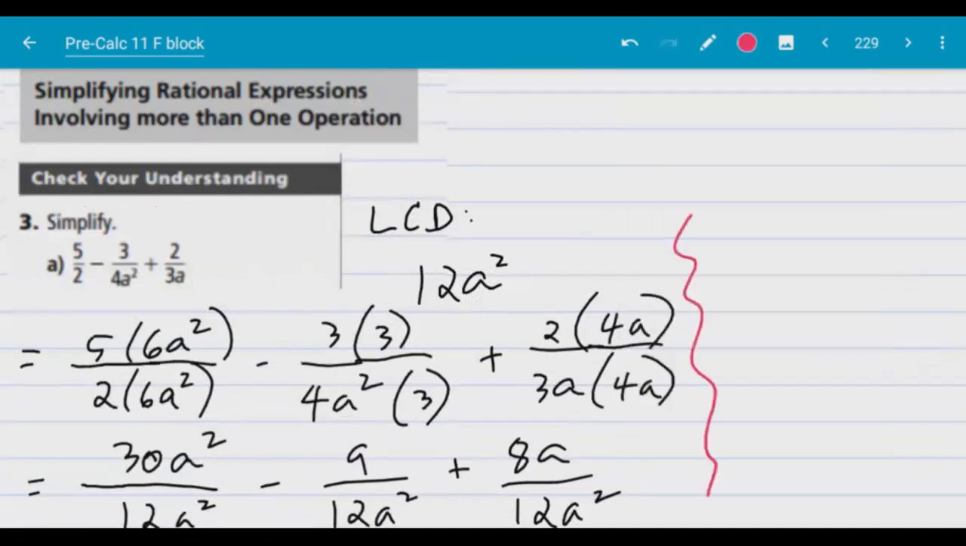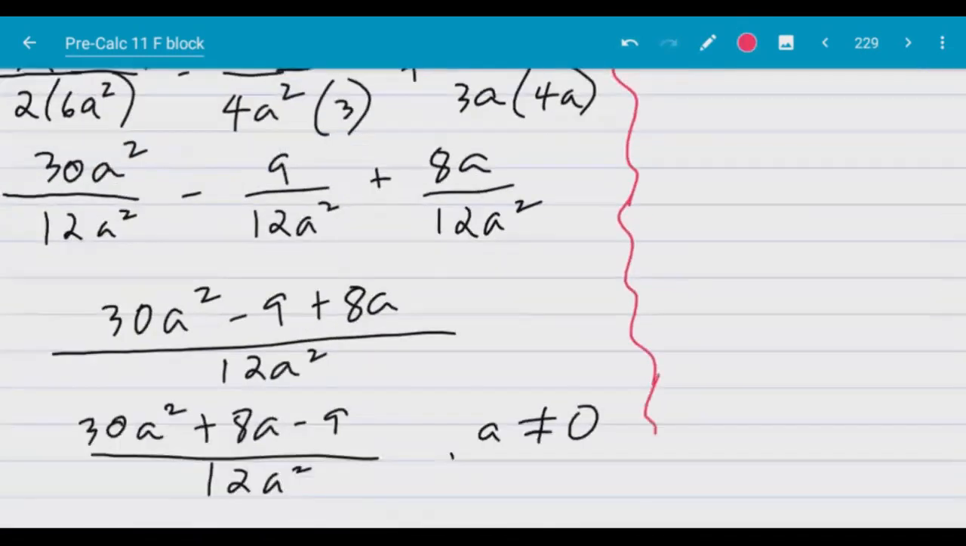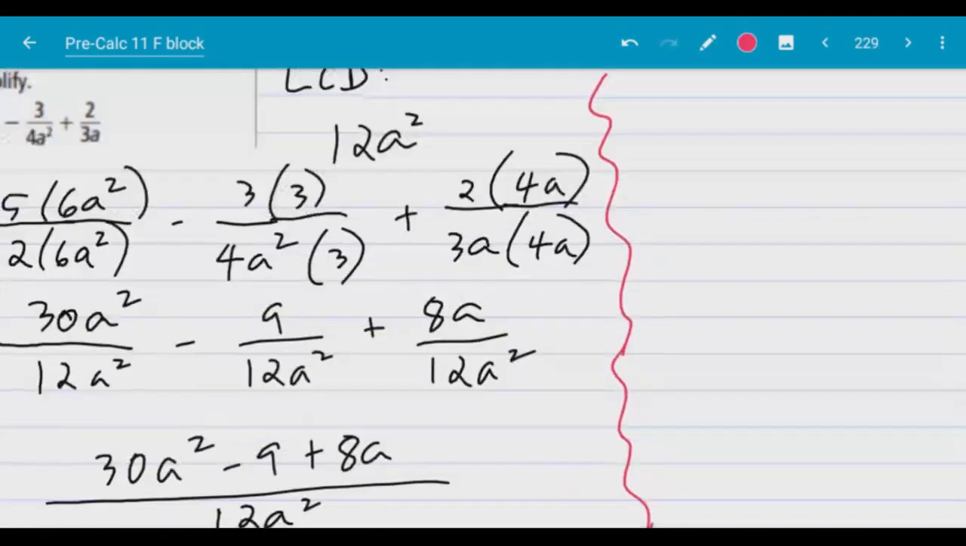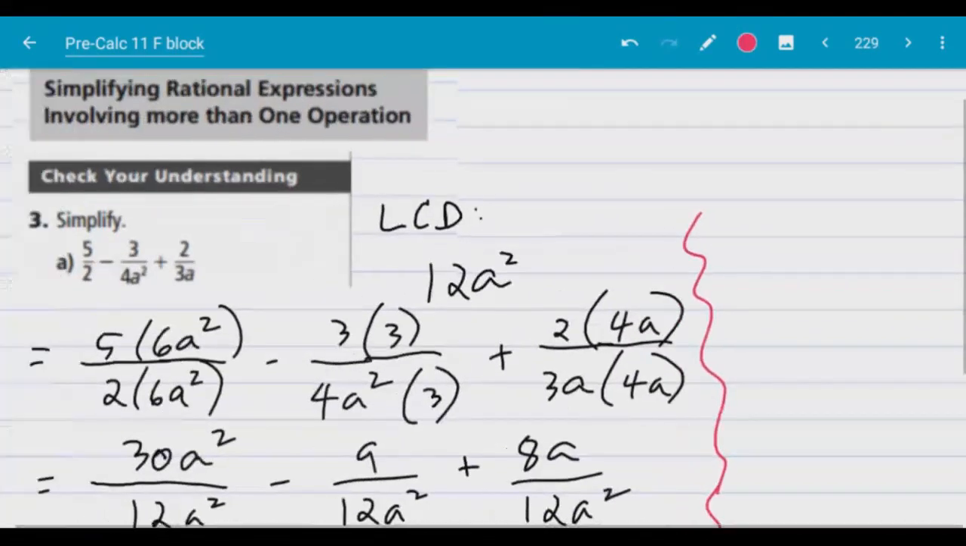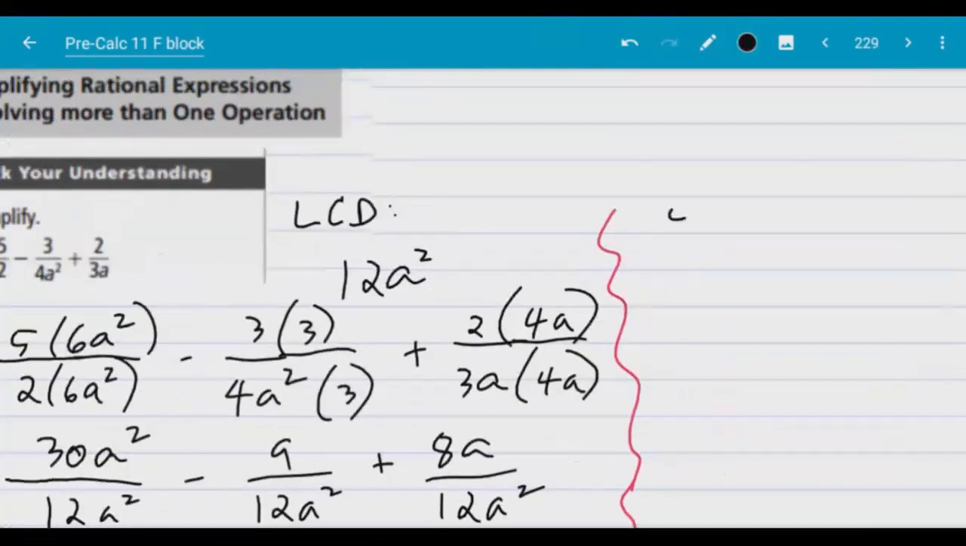Just bear with me. Some of you might be saying, oh, this is too hard, I don't even want that. It's up to you, okay? I'm just offering you another solution. Whether you like it or not, it is entirely up to you. So 5 halves over minus 3 over 4a squared plus 2 over 3a. Mind you, this one is lengthy, okay?